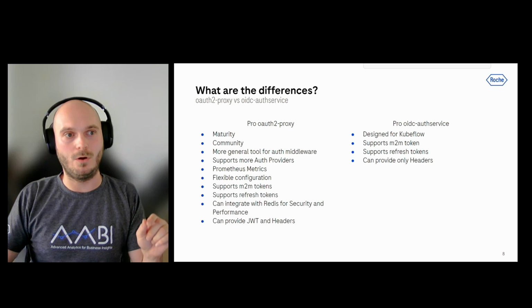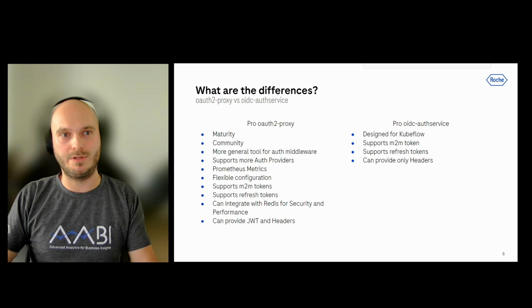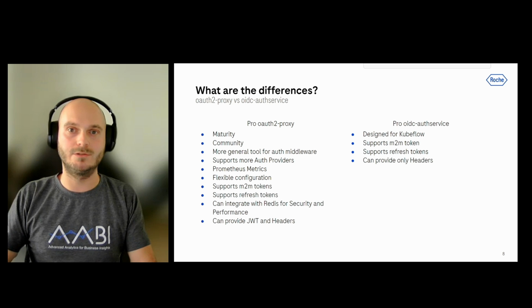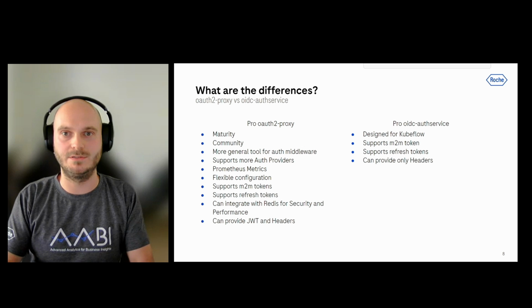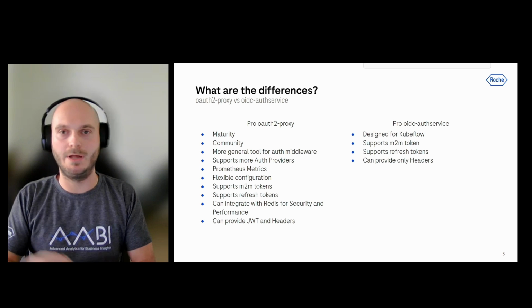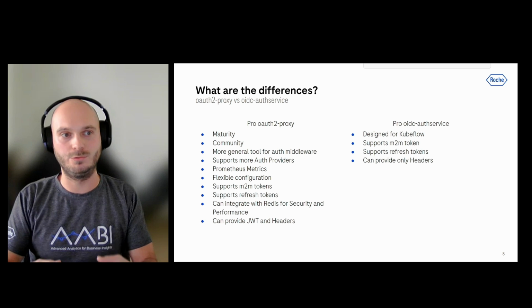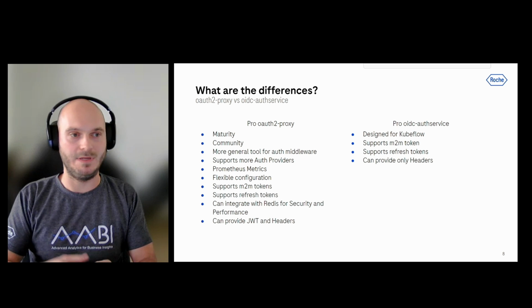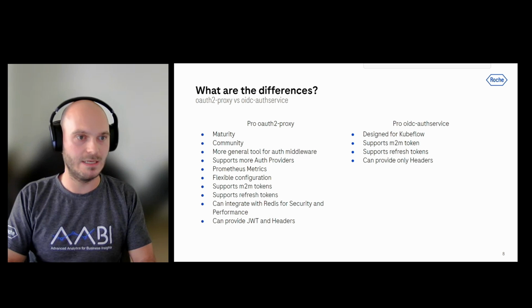When it comes to oauth2-proxy and OIDC Auth service, I tried to put the most important points. And here I also want to say OIDC Auth service by itself is not a bad service. In Kubeflow, it was used for those few years with quite a success, but maybe there is just more. So oauth2-proxy certainly brings maturity and community. It's also a more general tool for authentication middleware. It's more flexible. It also supports end-to-end tokens. It also supports refresh tokens.